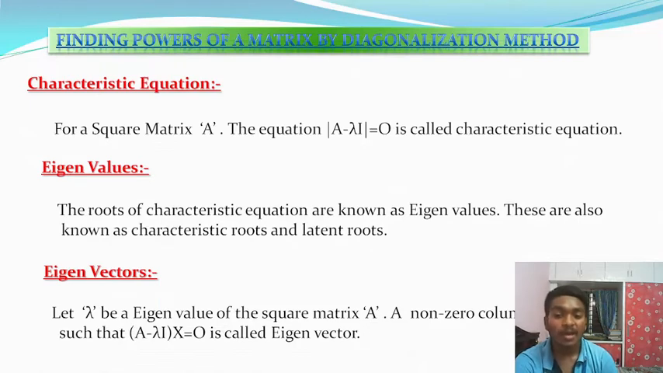Let lambda be an eigenvalue of a square matrix A. A non-zero column vector X such that (A minus lambda I) into X equal to 0 is called an eigenvector. For finding the characteristic equation we take the determinant, but in eigenvectors we will not use the determinant.